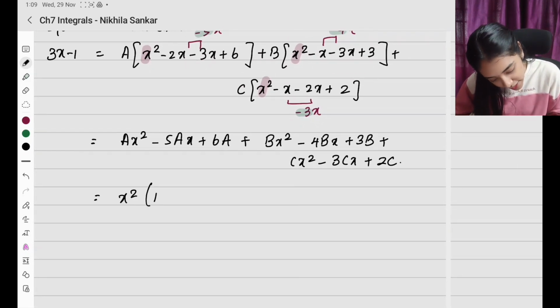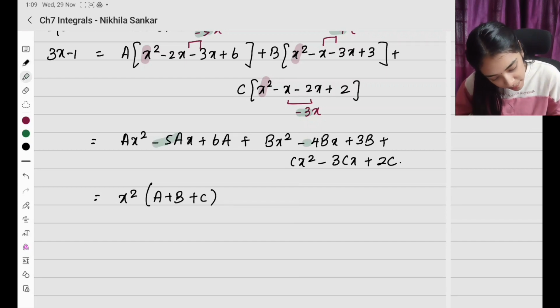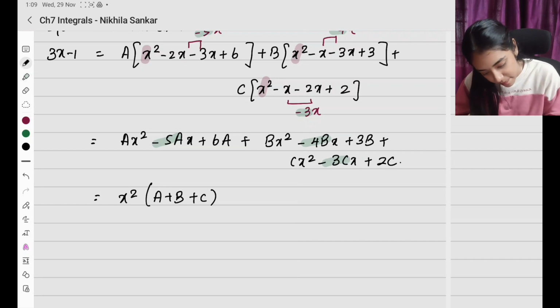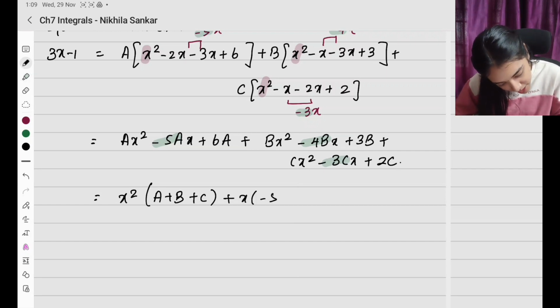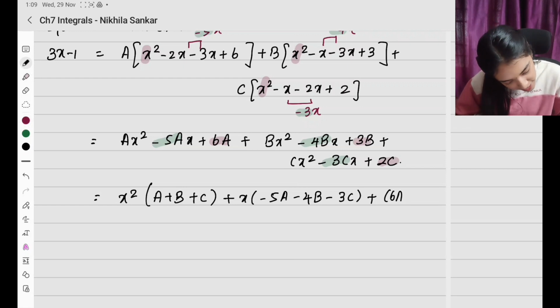Now, when I club the x square terms, what do I have? X square times a plus b plus c. இது மட்டும் தான் இருக்கு. இப்போ x coefficients என்னலாம் இருக்கு? I have minus 5a, minus 4b, minus 3c. So I have plus x times minus 5a, minus 4b, minus 3c plus constants என்னலாம் இருக்கு? I have 6a, 3b, 2c. எல்லாமே plus. So I have 6a plus 3b plus 2c.